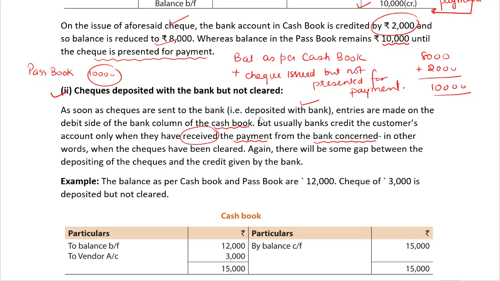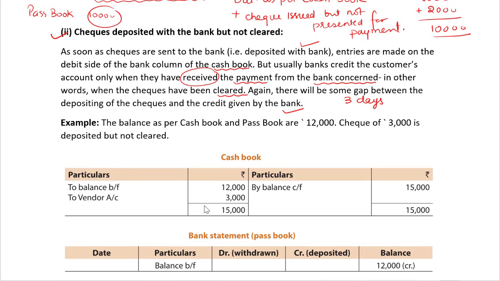In other words, when the check has been cleared from the bank, in between the clearing houses there will be some time gap between depositing the check and the credit given by the bank. For example, a 3-day time gap is there. Just see the example over here.